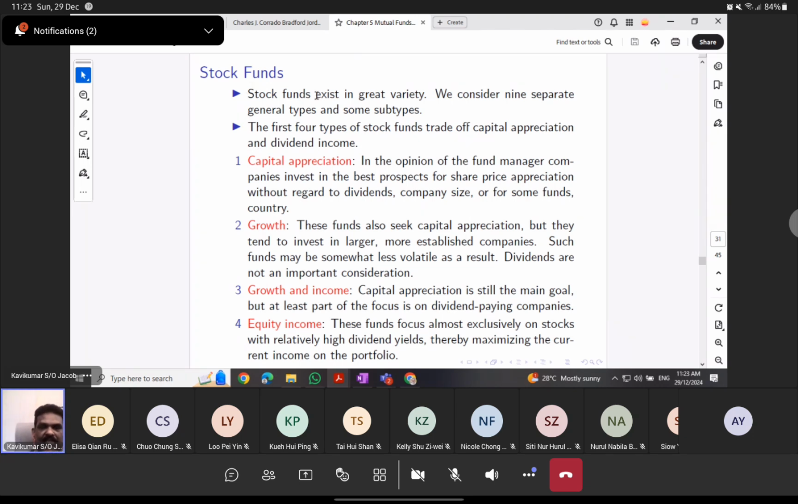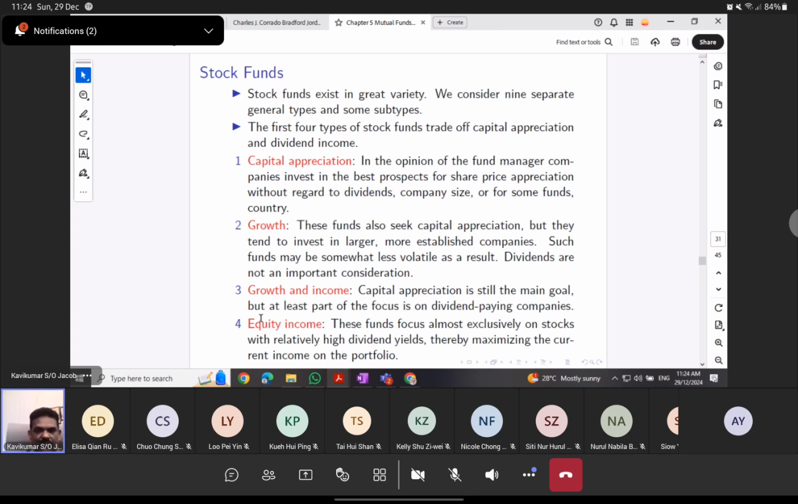Stock funds exist in great variety. We consider nine separate general types, and there are four types of stock fund trade. Capital appreciation means that, in the opinion of the fund manager, the companies invested in have the best prospects for share price appreciation, without regard to dividend, company size, or, for some funds, country.